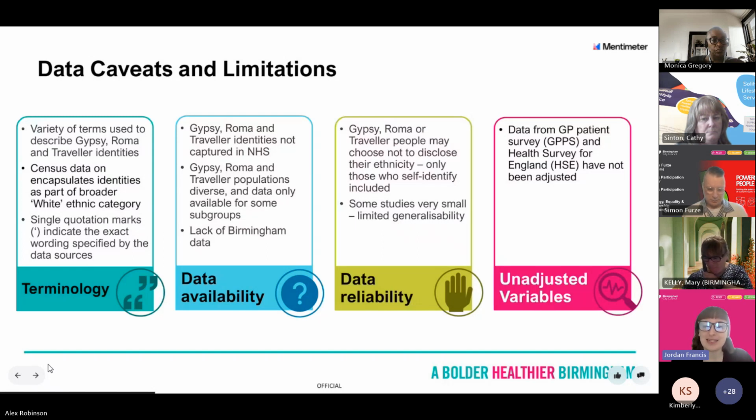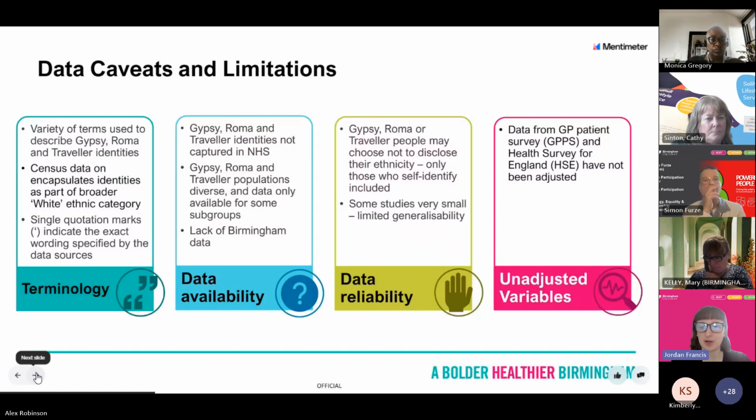Again, when we look at the reliability of this, because of those huge experiences of racism and discrimination, there's a huge underreporting of people from these communities because there's a lot of barriers to self-identifying in these national data sets. And when we look at the population numbers in a minute, you'll see that huge disparity between some of the population estimates that we have and what the overall population reported in the census is. And lastly, in the report, some of the variables are unadjusted, so this means it doesn't take into account some of the other demographic factors.